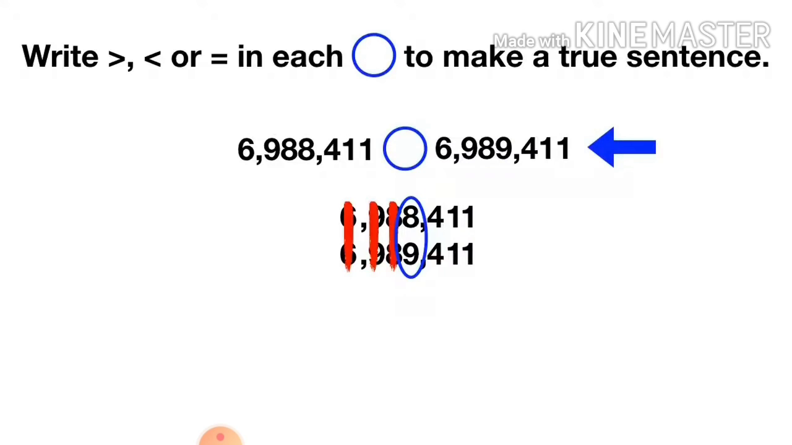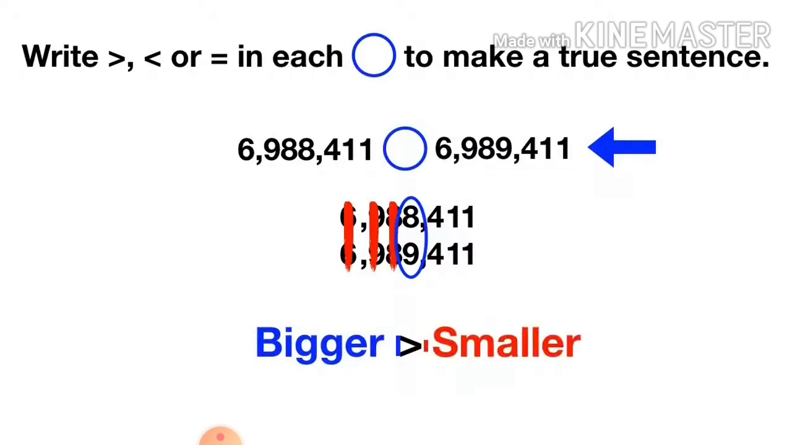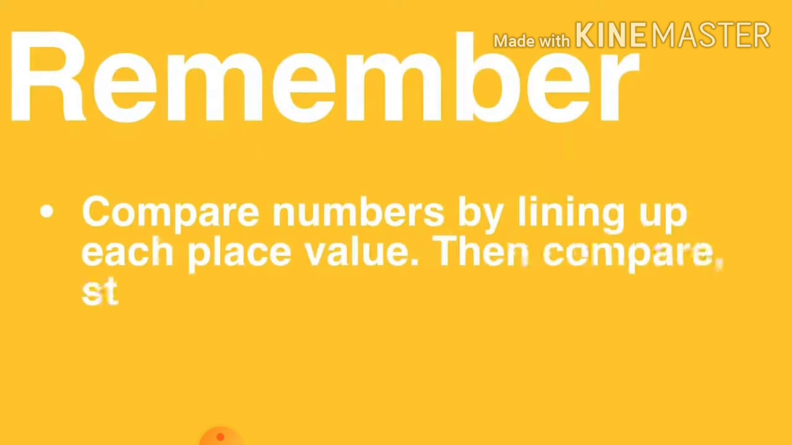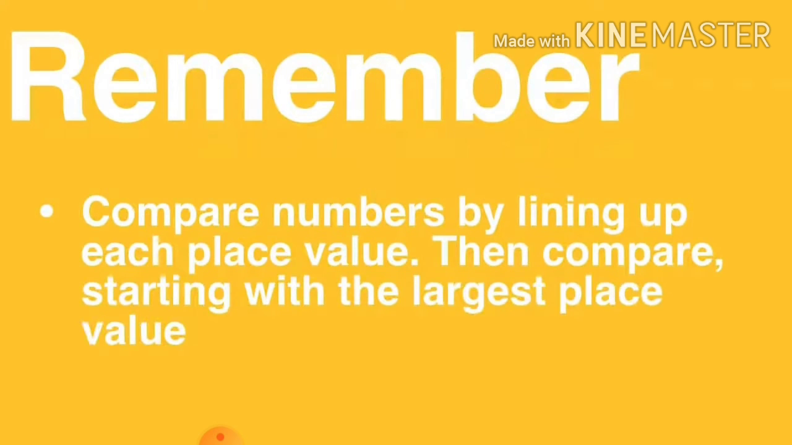Now one last time, your greater than and less than symbol. The big open side is bigger. The small pointy side, smaller. So to show that the second number is larger, draw your symbol like this. So from today, remember, compare numbers by lining up each place value. Then compare, starting with the largest place value first.